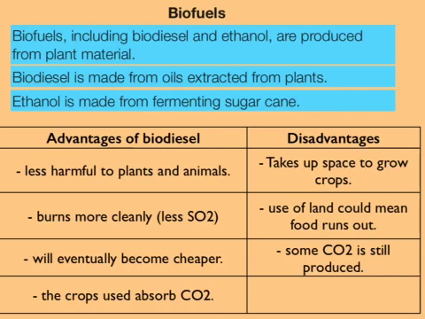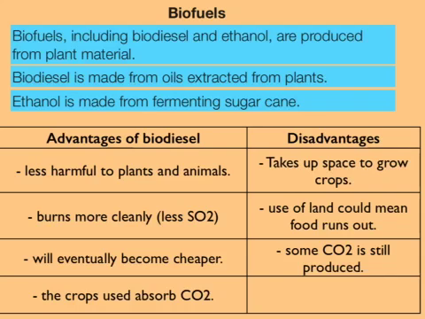The crops that are used, because plants photosynthesize, absorb the carbon dioxide that's produced from the fermentation of sugar. So some people would argue that this is a carbon neutral process, where the carbon dioxide that's released is photosynthesized by the plants that they're actually using, and taken in and locked up.